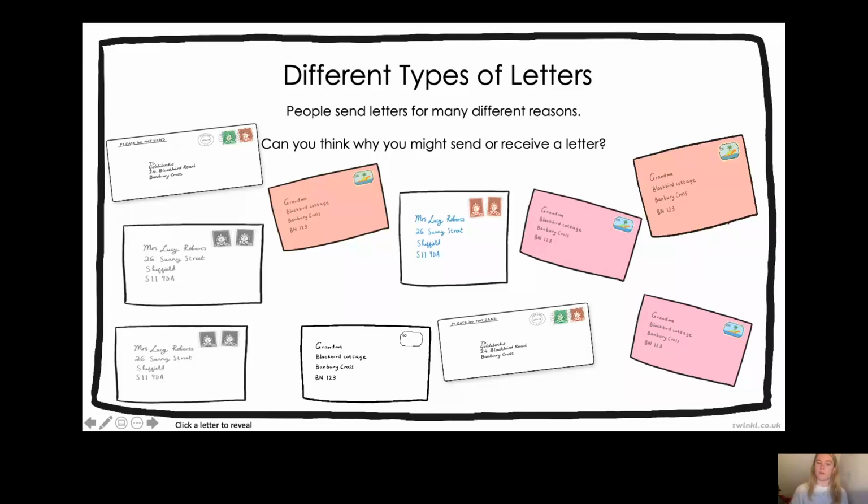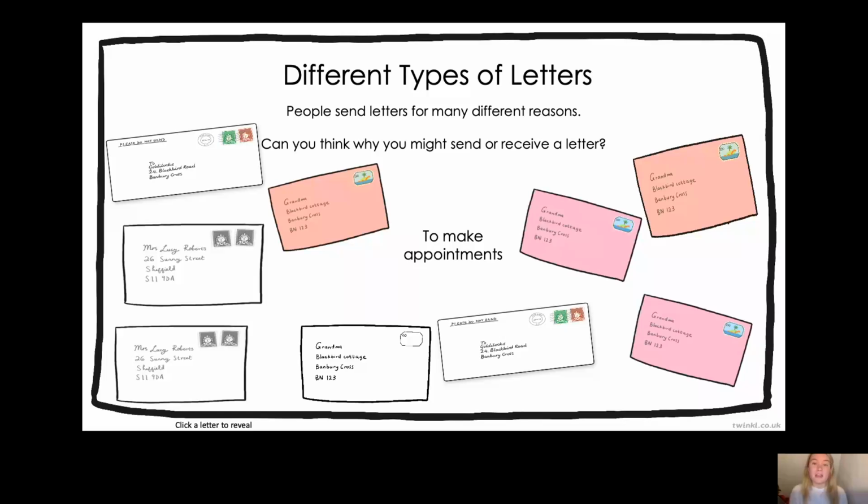Okay, so my first reason, there's lots of different reasons behind this envelope. Let's click on one of the envelopes. Oh, so I thought one of the reasons why you might receive a letter is from a doctor's surgery, for example. If they're telling you that they made you an appointment or they're reminding you about an appointment. So the doctor might send a letter for that reason and you might receive a letter. Now, I've got lots of different other ideas, but what I'd like you to do is pause the video and think of as many reasons as you can why someone might send or receive a letter.